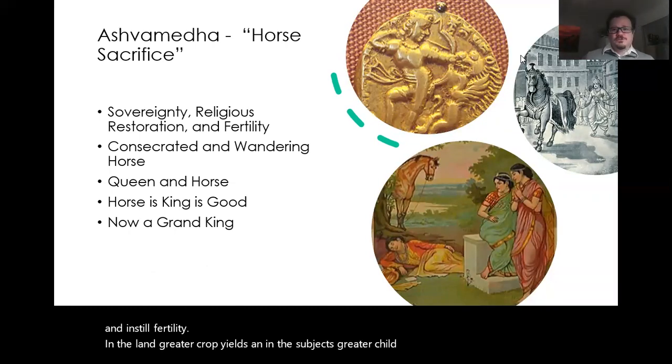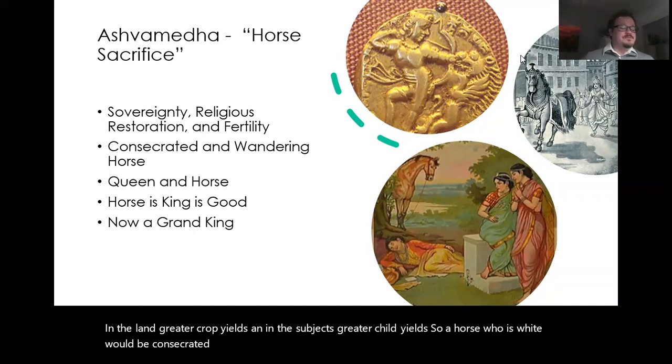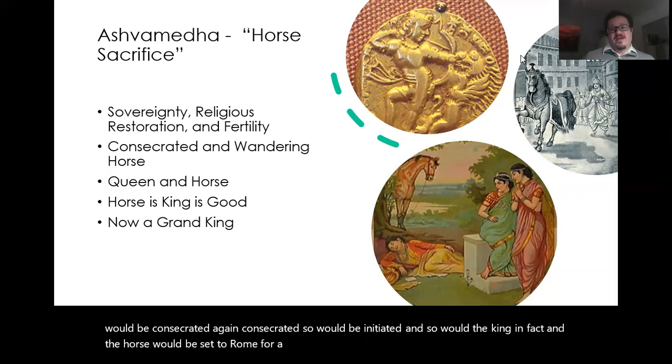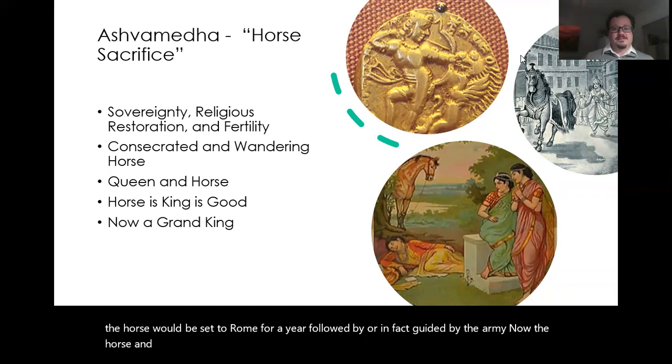So a white horse would be consecrated. Again, consecrated, so it would be initiated, and so would the king, in fact. The horse would be set to roam for a year, followed by, or in fact guided by, the army. Now, the horse and the king are said to be celibate at the time.